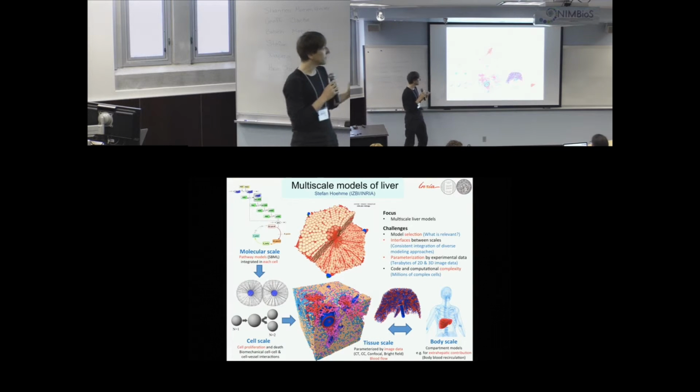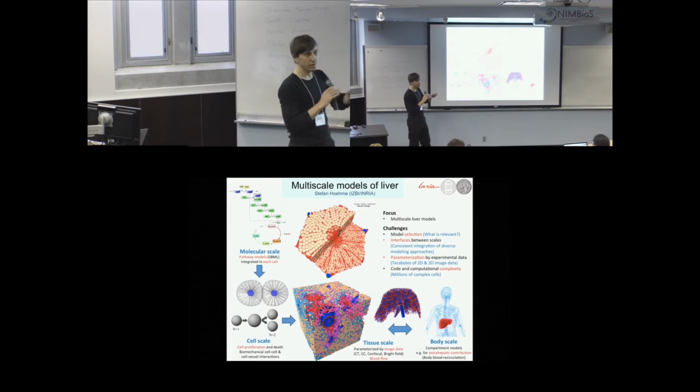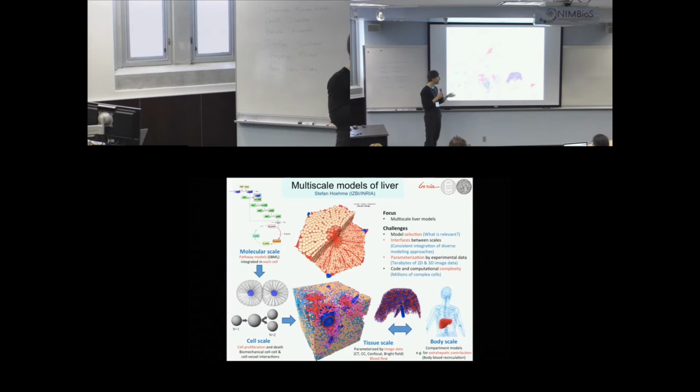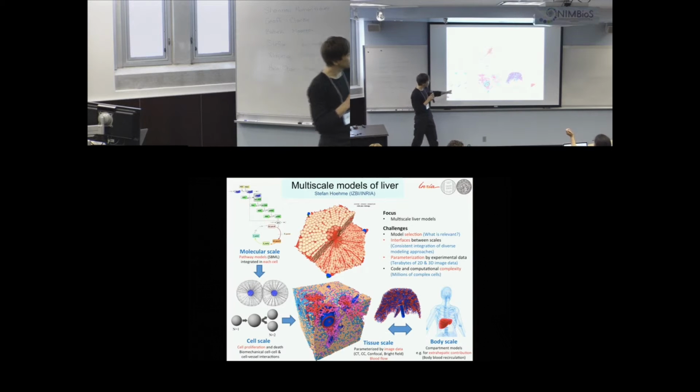We have the cell-cell interactions, of course, and then this all integrates into the tissue scale, where we have certain architectures that are parameterized by experimental images like CT or confocal data. And we add at this stage also the blood flow. This basically is a 1 millimeter edge length cube of liver tissue.